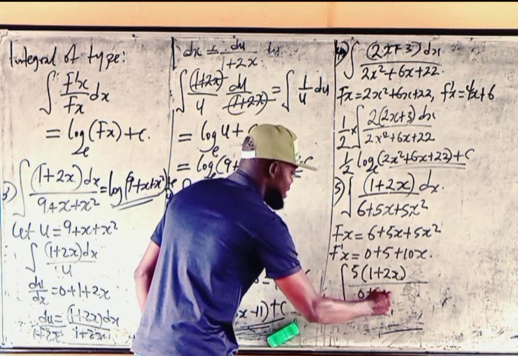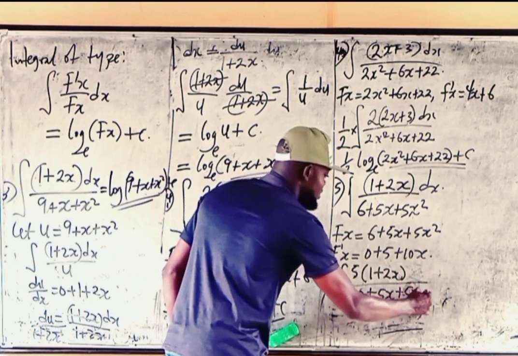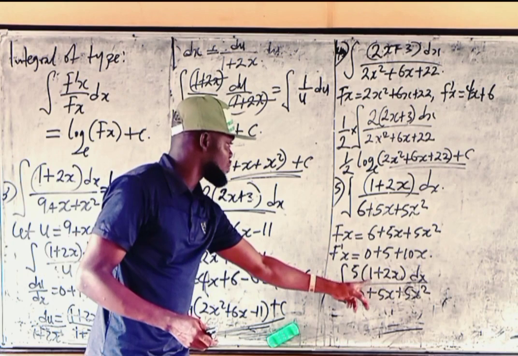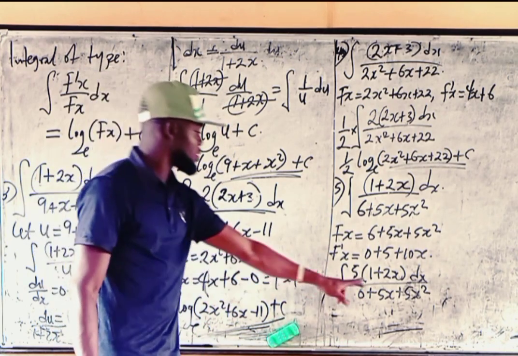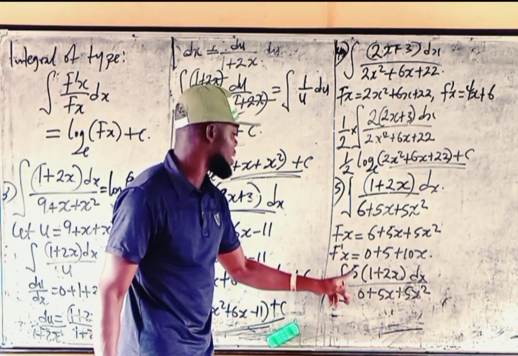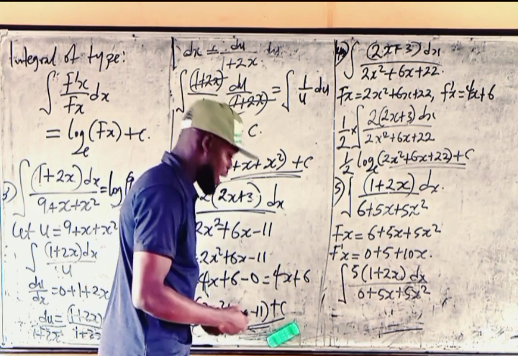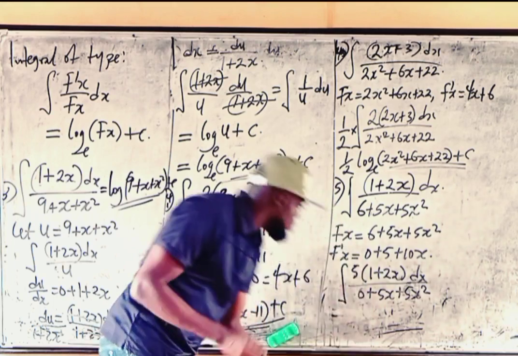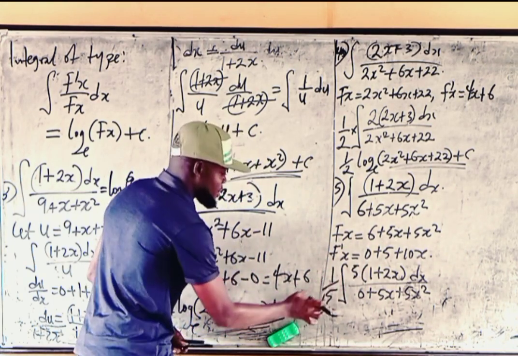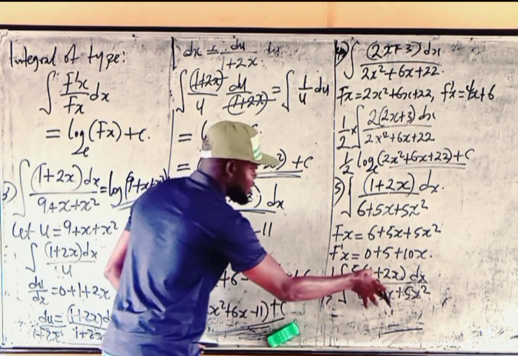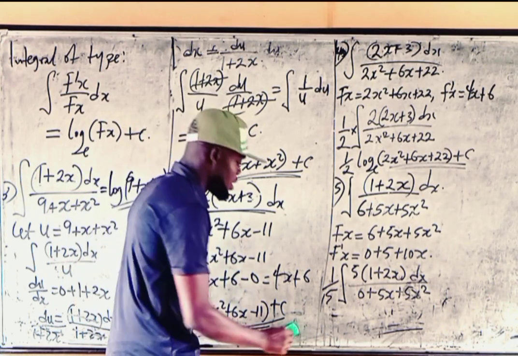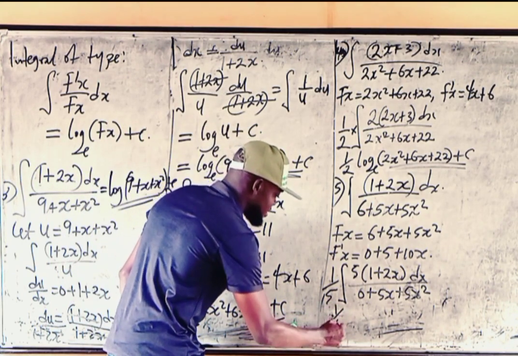Then we have 6 plus 5x plus 5x squared dx. Now, this question is different from this in the sense that this 5 is not from the question. So what am I going to do to correct this 5 now? I will multiply everything by 1 over 5. Because if I multiply it by 1 over 5, 5 will cancel 5. The question will go back to the normal state. So this 1 over 5 will come out first.